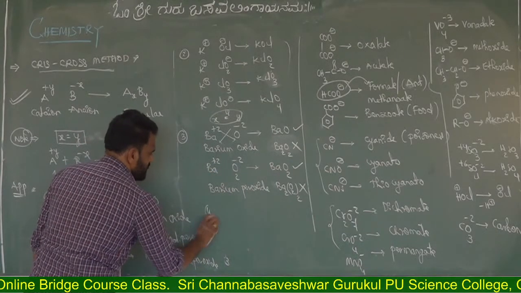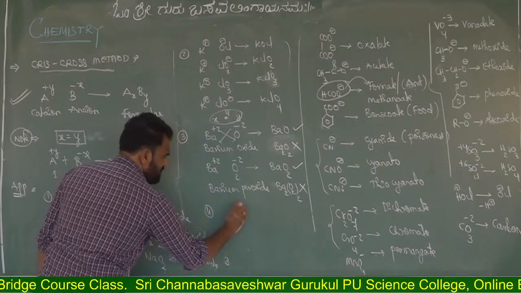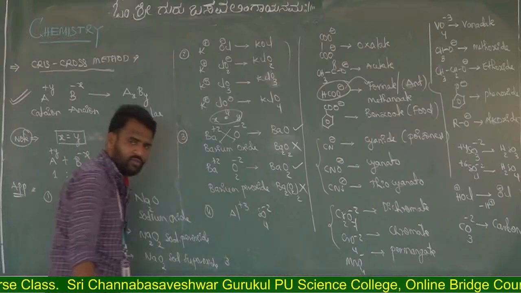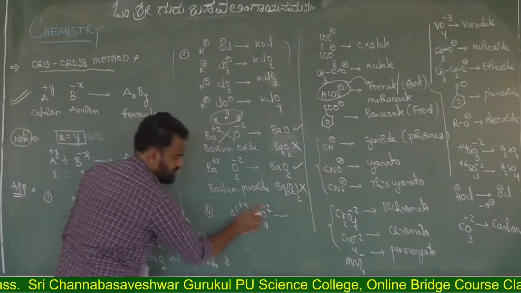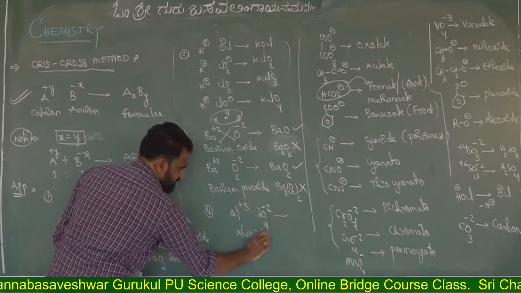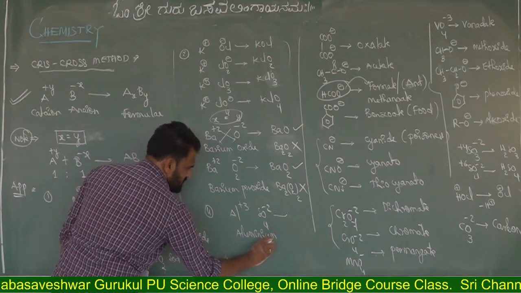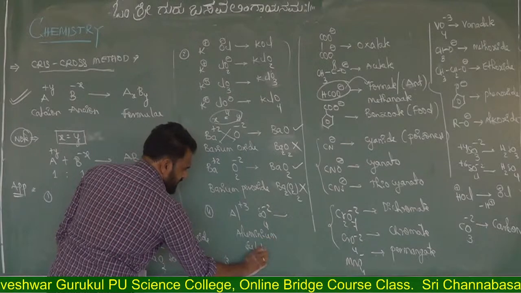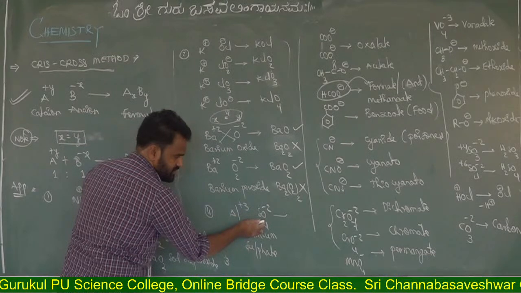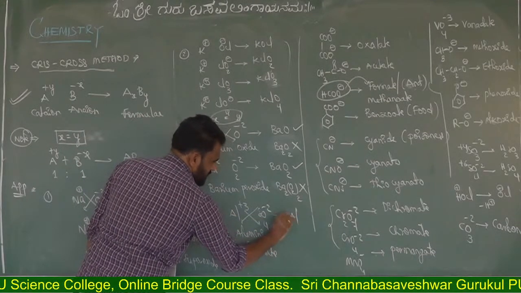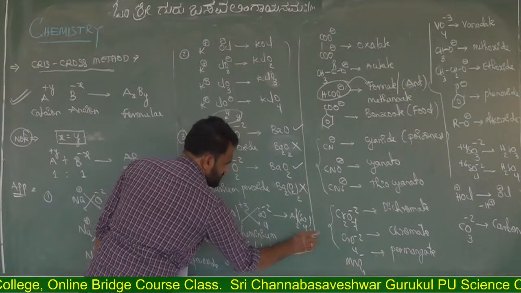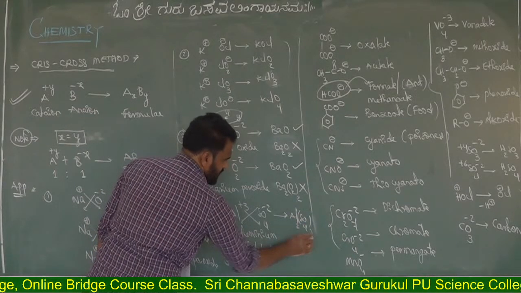Next, fourth one. If I have aluminium plus 3, and I want to write aluminium sulfate formula, then here x and y values are different. What is the resultant formula of aluminium sulfate? Aluminium plus 3 and sulfate is minus 2. Then if you do the crisscross, what can you write here? Al2(SO4)3, SO4 taken thrice. This is the formula of aluminium sulfate.